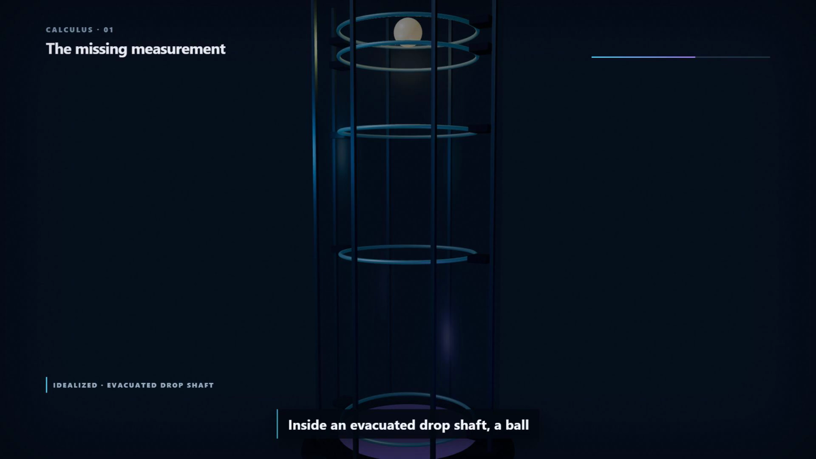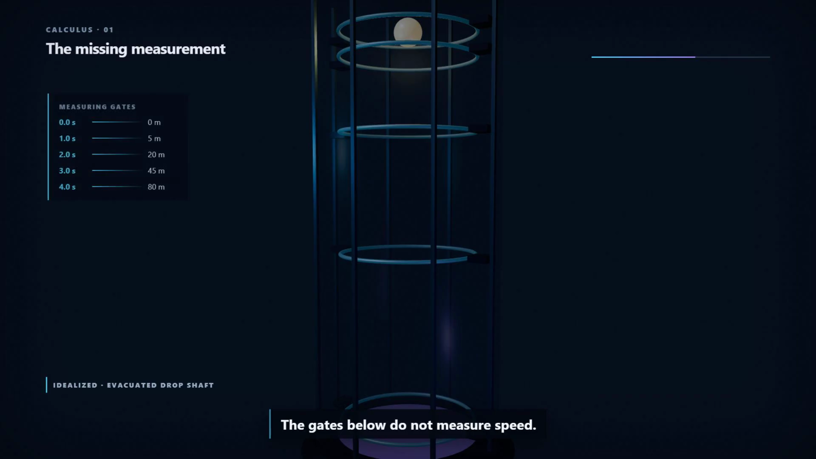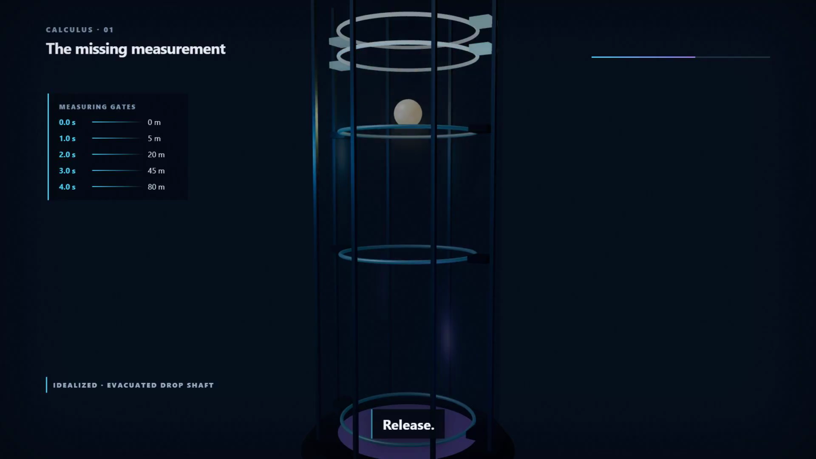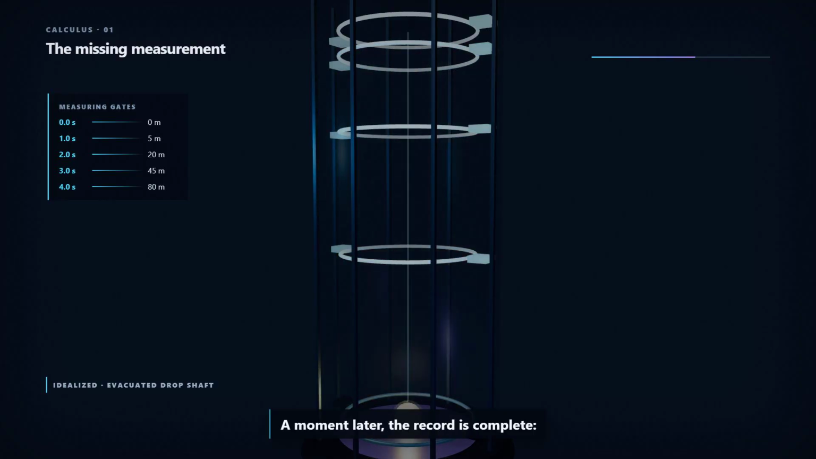Inside an evacuated drop shaft, a ball waits 80 meters above the capture floor. The gates below do not measure speed. Each one records where the ball is and when it passes. A release. A moment later, the record is complete.